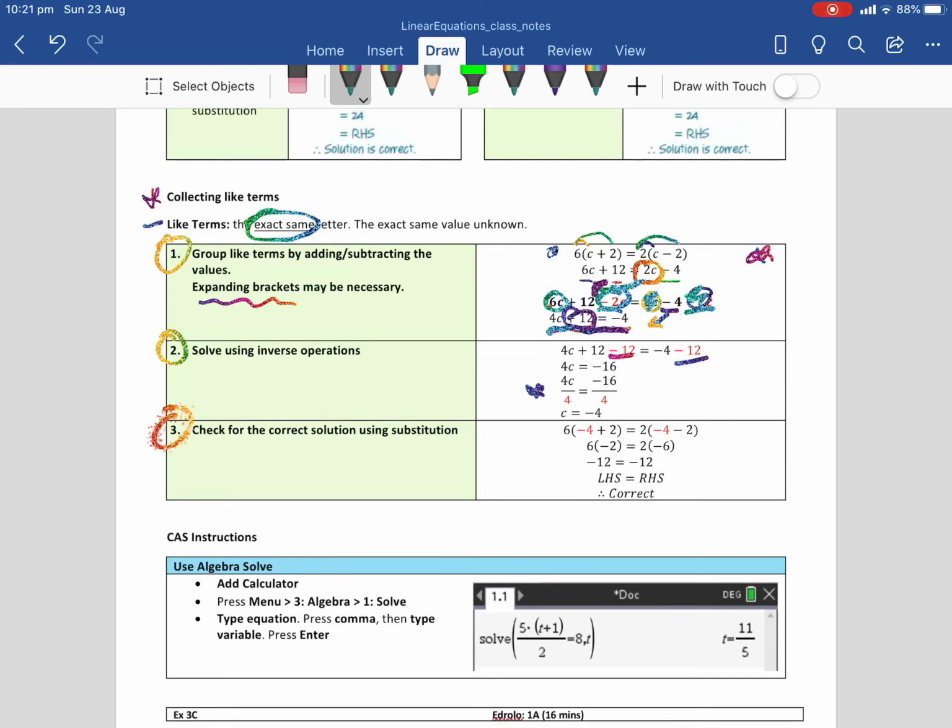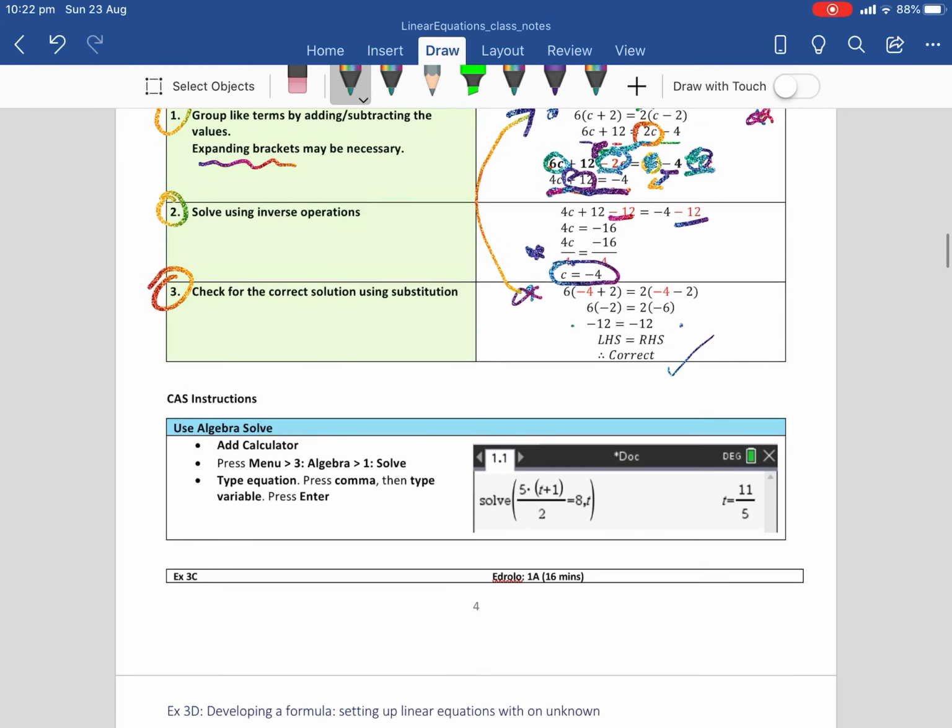Now, again, it's important to check whether you've got it right. So here we've used the original equation, but instead of C, we've put negative 4. Okay. Once you go through that, you'll find that each side of your equal sign says negative 12. Okay, because they're the same, that means you got it correct. So yes, C does equal negative 4.